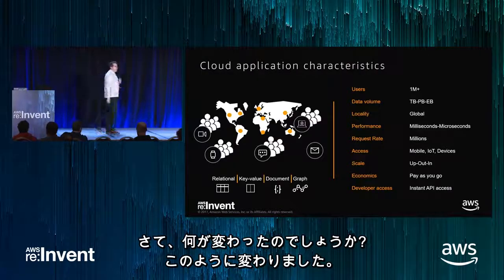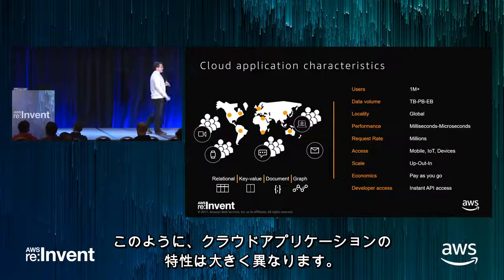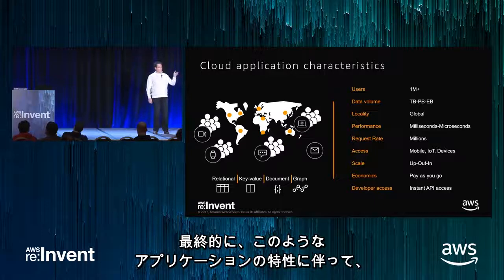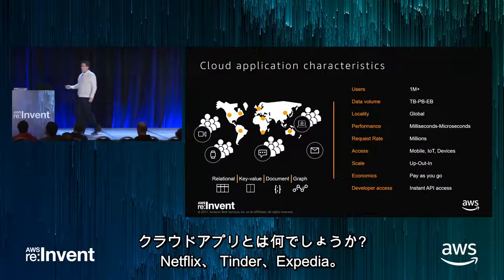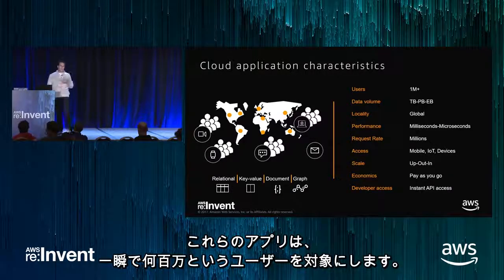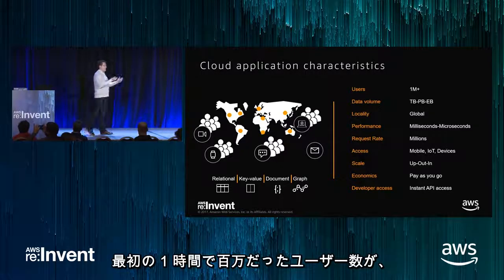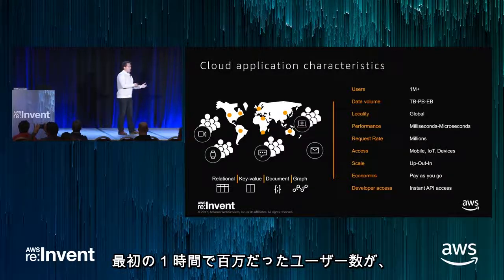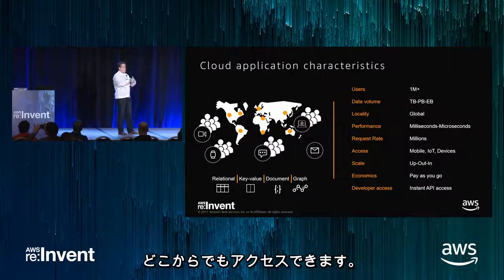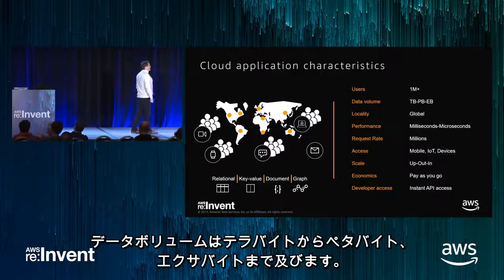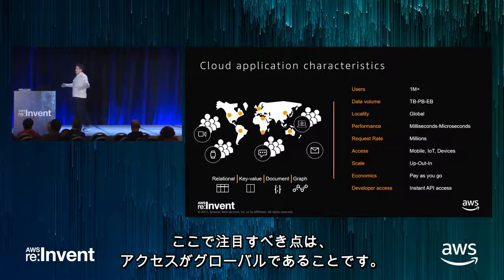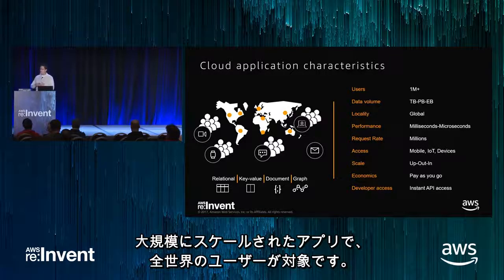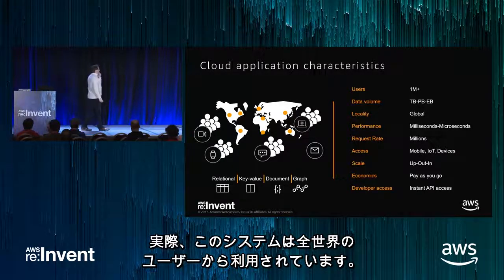Now, what's changed? The characteristics of cloud applications are very different, and ultimately these app characteristics drive different types of databases. What do I mean by cloud app? Netflix, Tinder, Expedia. These apps can have millions of users in an instant. You could have 1 million users in hour 1 and 4 million users in hour 3. It can be all over the place. Data volumes can be terabytes to petabytes to exabytes. The interesting thing here is locality is now global. If you heard in the keynote this morning, Expedia is a massively scaled app with globally dispersed users. They literally have users all over the world using that system.